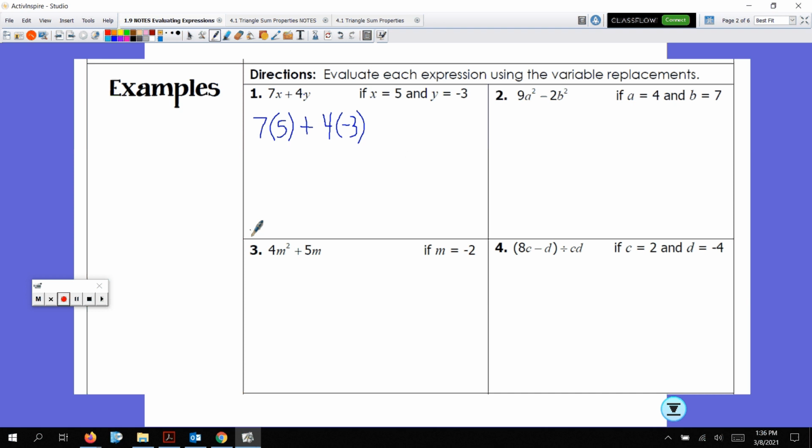All right, so now remember, we have our PEMDAS as our reference. Okay. So I have multiplication, I have addition, I have multiplication. This multiplication comes first, left to right. 7 times 5 is 35. Plus, now you have addition and then you have multiplication again. This multiplication is going to come next. 4 times negative 3 is negative 12. Now I have 35 plus negative 12. That's going to give us 23.